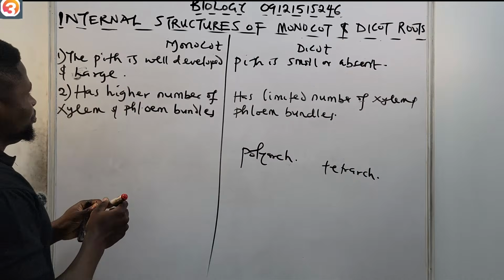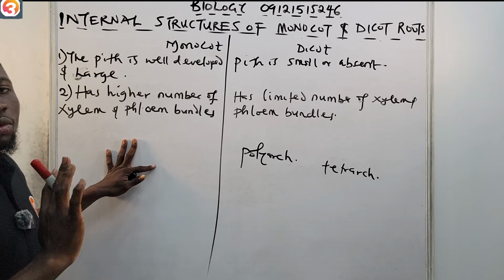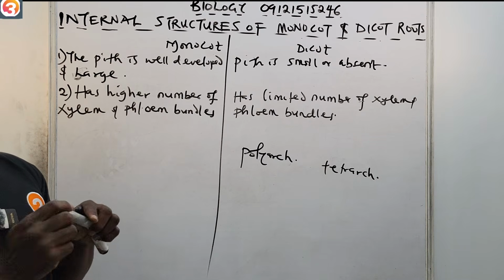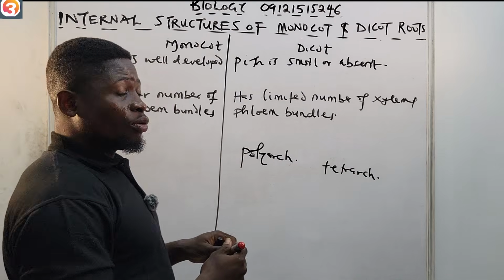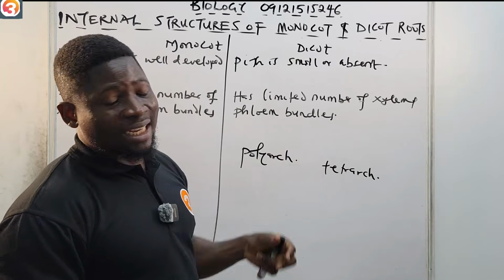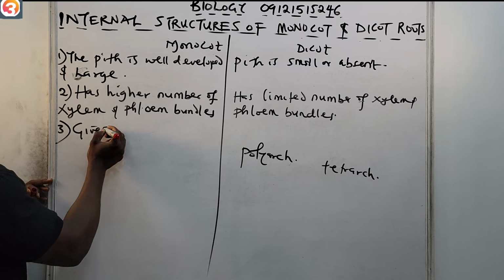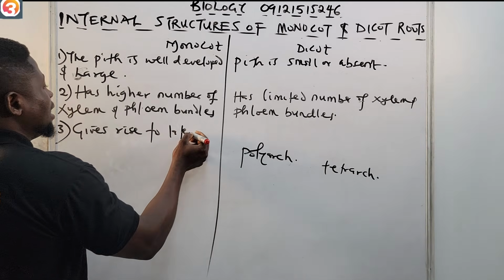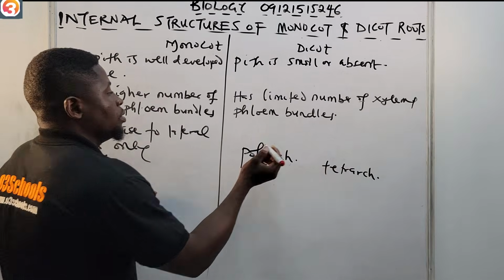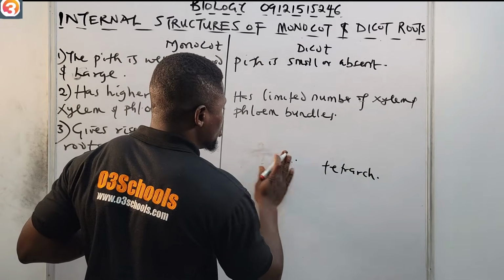Also the pericycle for the monocot gives rise to lateral roots only. The pericycle for the monocot root gives rise to lateral roots only, while this one gives rise to vascular cambium. That's why secondary growth is present in the dicot. So number three, the pericycle gives rise to lateral roots only.